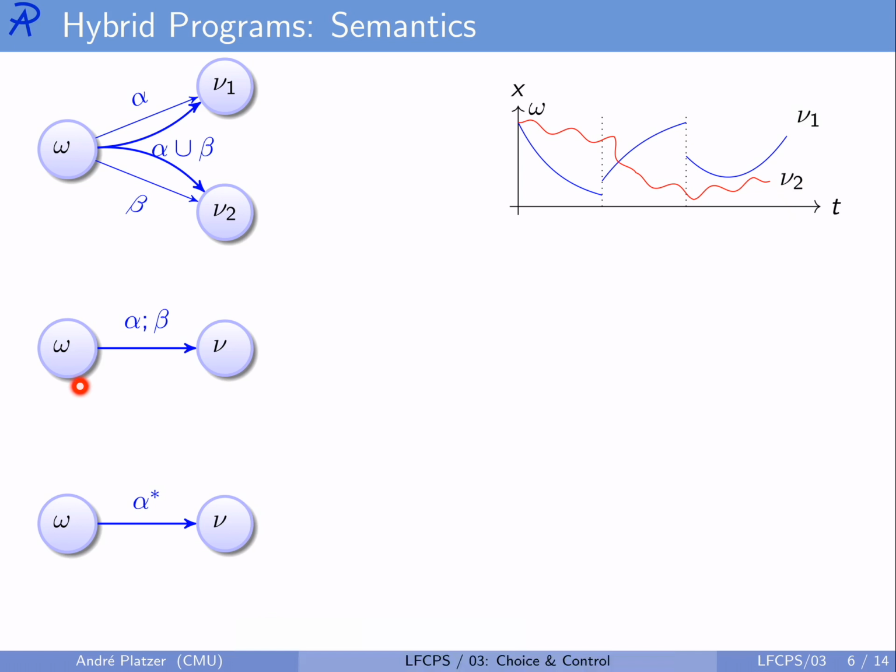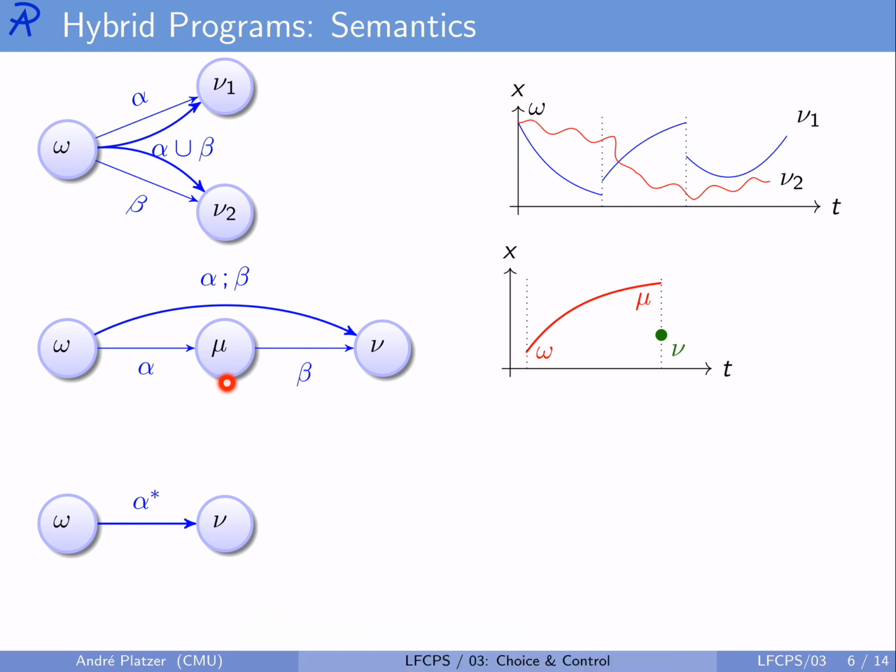With the sequential composition, it will also go from an old state omega to a new state nu by first running alpha to some intermediate state and then running beta from the intermediate state that it got to. So, for example, the system would run from omega by a differential equation to some intermediate state and then jump by a discrete change to the new state nu. But remember that the duration that it took for a continuous evolution was highly non-deterministic, so the whole transition could also be very short in comparison.